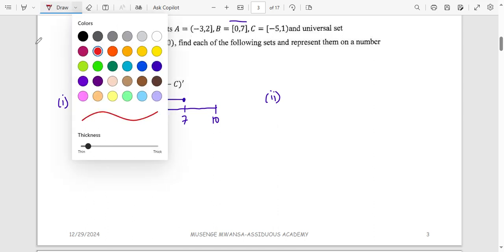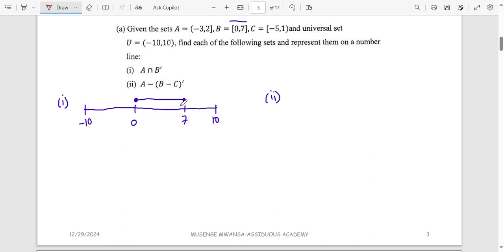But I want B complement. Since 7 is part of B, it will not be outside B, so it will be an open circle. And since 0 is part of B, it will also be an open circle. I'll be moving in this direction. I can only reach where the universal set is ending, and the universal set is ending at 10, but 10 is not part of the universal set, so I'm going to open there. Going in this direction, negative 10 is also not part of the universal set, so I'm going to open there. What I've written in red is the complement. Does this make sense?